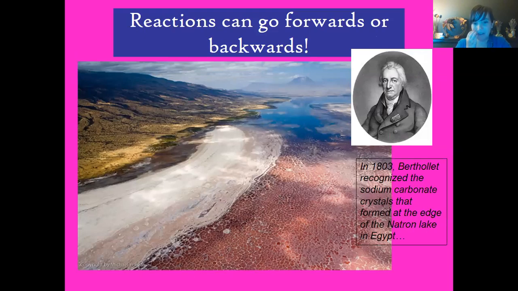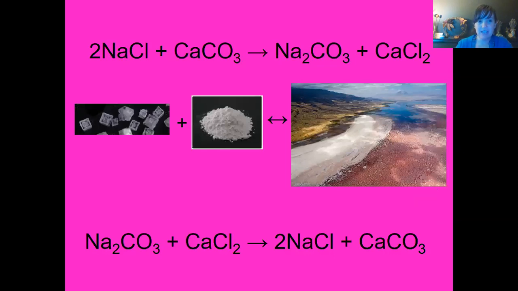He was wandering the shores of the Natron Lake in Egypt, and he found these deposits on the shore, and he recognized them to be sodium carbonate. But he knew that calcium carbonate formed in the lake, often from sodium carbonate. So now he saw something that he recognized as a product. It had formed on the edge of the lake, but he previously knew it to be a reactant. So that was an example of a reaction that can actually go forwards or backwards.